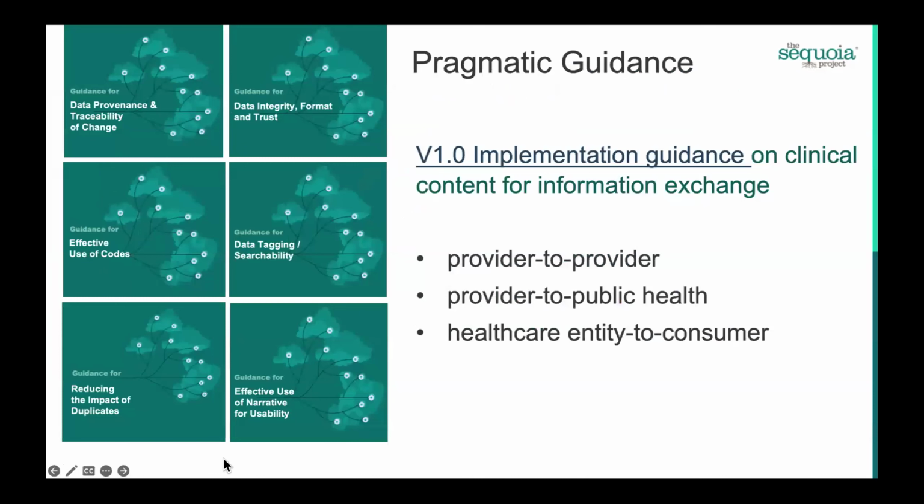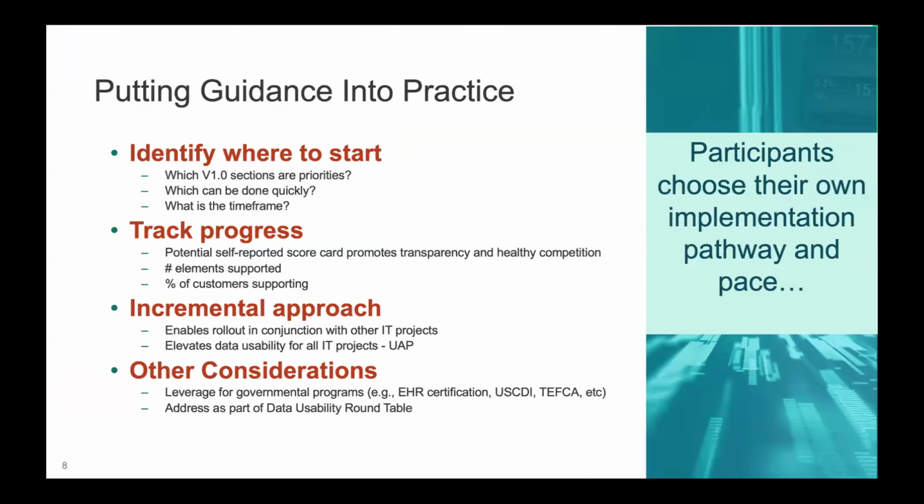The version 1 that was published had 6 topic categories, everything from data provenance, you were just talking about. I joined a few minutes while you were on your last conversation. Data integrity, format, and trust, effective use of codes, data tagging, searchability, reducing impact of duplicates, and effective use of narratives, making sure narratives are where they need to be within the clinical documents exchange. But the overarching use cases are provider to provider, provider to public health, or public health back to a provider, and healthcare entity to consumer. And then we further scope those to have those pain points better defined.